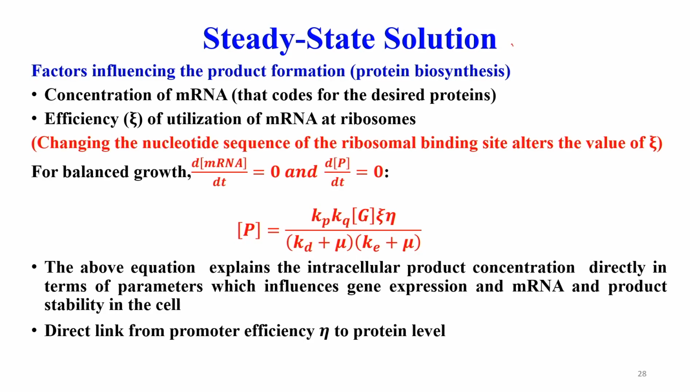Now, look at the steady state. At the steady state, what are the factors which are going to affect protein biosynthesis? It is the concentration of mRNA and the efficiency of utilization of mRNA at ribosomes. Now, let us assume balanced growth. What does it mean? It means the rate of accumulation will be 0.